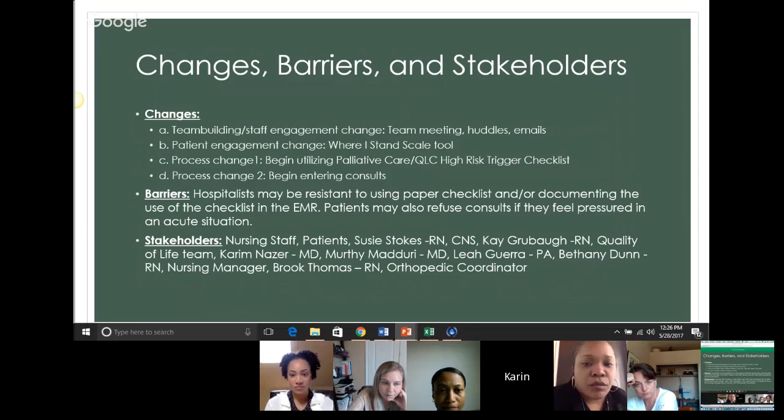The biggest barriers that I anticipate are that the hospitalists may not really want to use the actual paper checklist, and even though it's not part of the official record, they may not document that they're using it. Patients may also refuse a consult since it's so early in the admission. They may be scared, it's an acute situation, and they may feel very pressured and not want a consult.